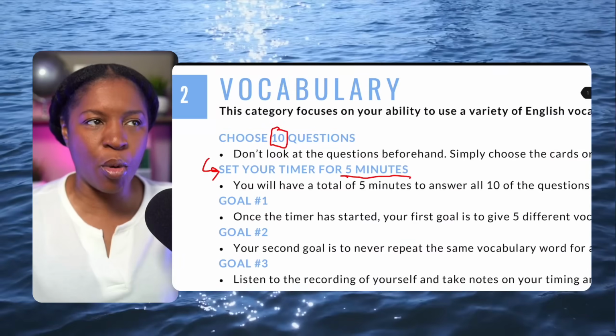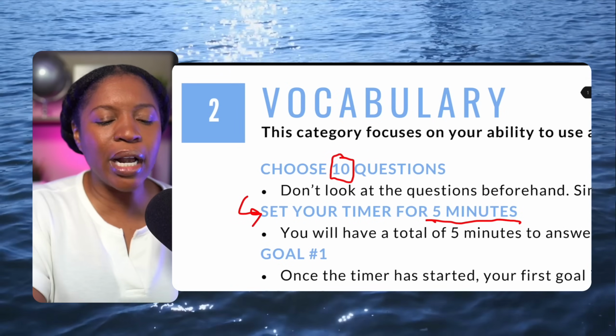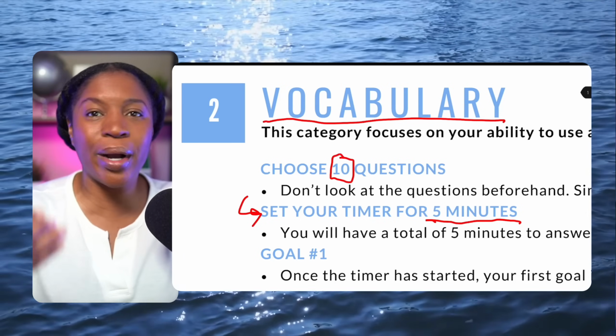Let me explain this a little bit more. We're right here on the category of vocabulary. When you're asked a question, for example, let's say the question is, like I asked earlier, tell me about your mother. For this time period, I'm going to try to answer all 10 of the questions, and my goal is to use many vocabulary words. My mom is amazing. My mom is very eloquent. I'm using as many vocabulary words as I possibly can.